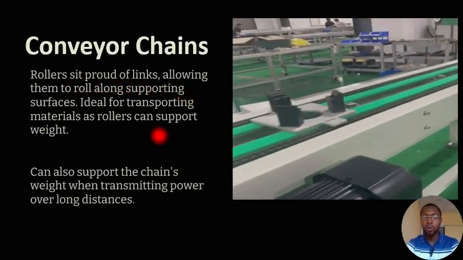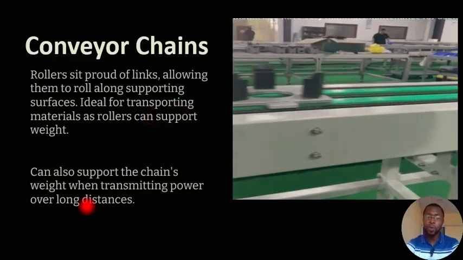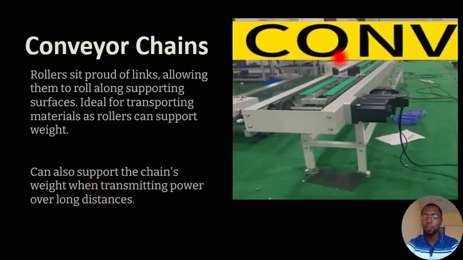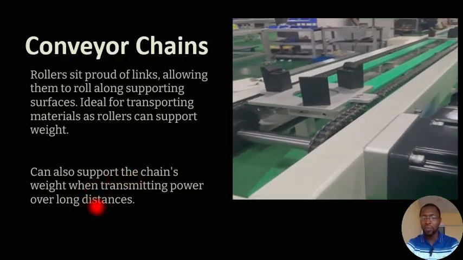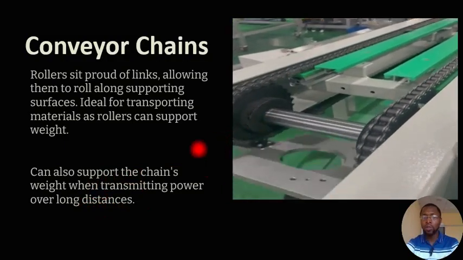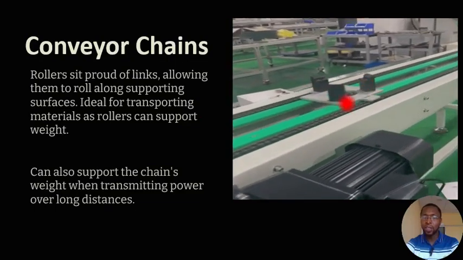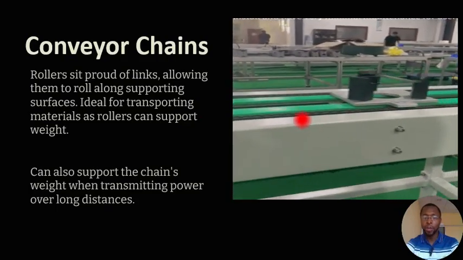So they are majorly used for transporting materials, as rollers can support weight. The roller can support the weight of any object placed on it as it moves, and can also support the chain weight. When the rollers are connected together they form a weight, so they can support the chain weight itself as a complete chain.